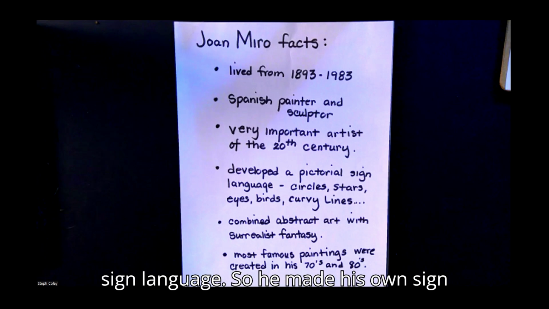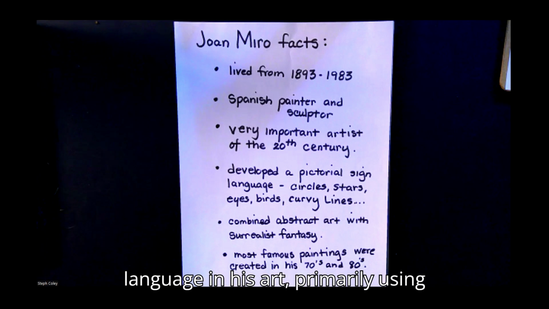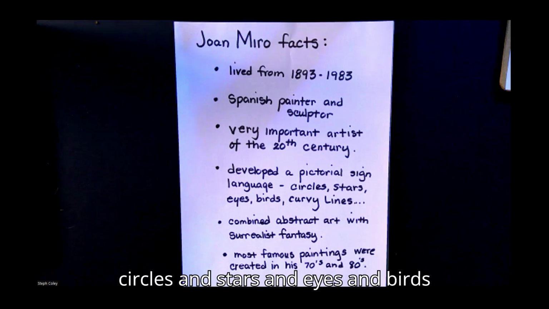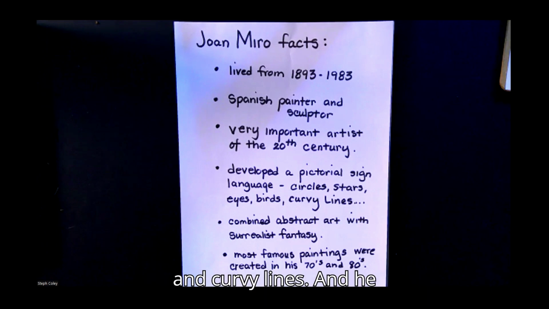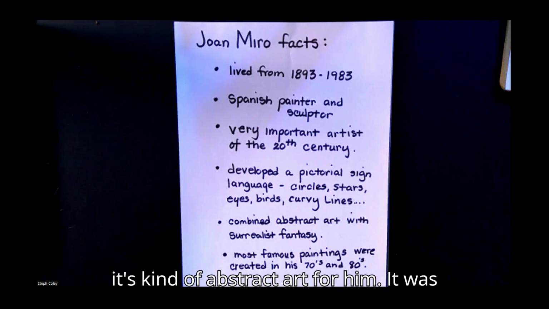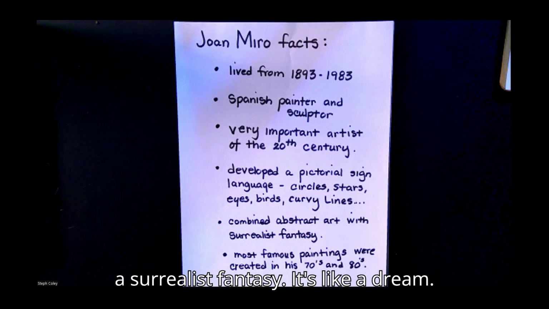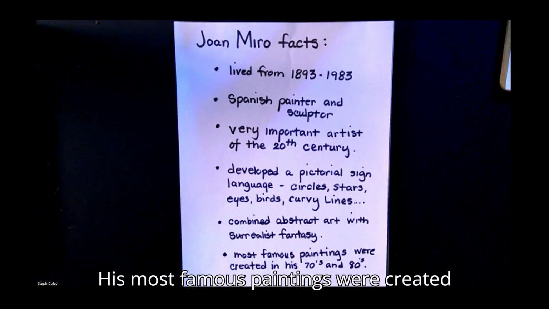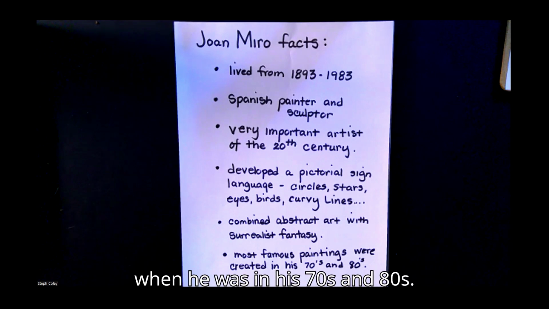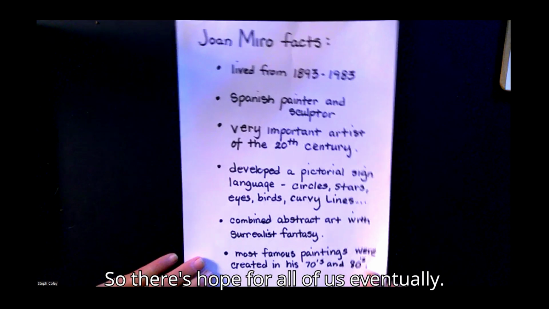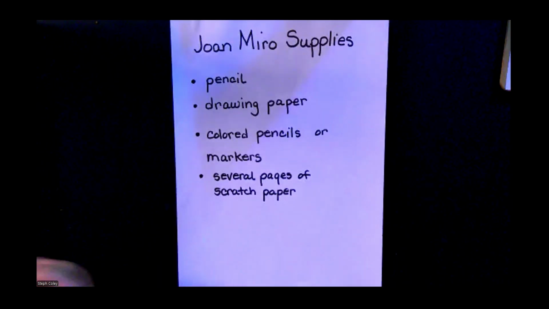So he made his own sign language in his art, primarily using circles and stars and eyes and birds and curvy lines. He combined these abstract art, and it's kind of abstract art for him. It was a surrealist fantasy. It's like a dream. His most famous paintings were created when he was in his 70s and 80s. So there's hope for all of us eventually.